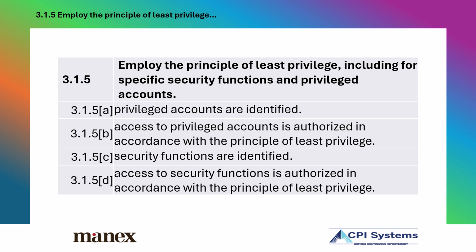Essentially, this requirement is the principle of least privilege. Access is not assigned for convenience. Rather, it's tailored based on business need. So 3.1.5(a), privileged accounts are identified. This means they're documented.